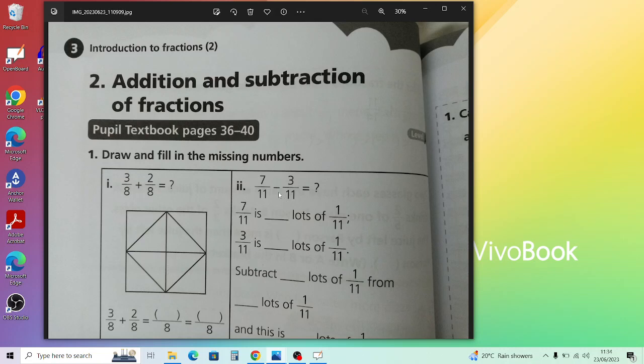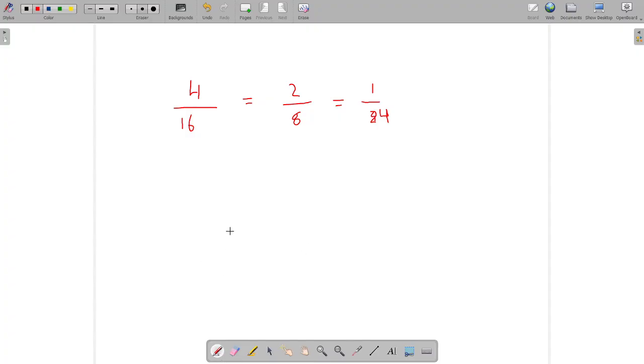And the subtraction is again the same. As long as it's 11 on the bottom, then 7 take away 3. Again, it should be straightforward. And then question 2 is a combination of that. And remember, for F, 1 is when the top and bottom are the same. So in this case, 1 will be in 20ths, so we'll do 20.